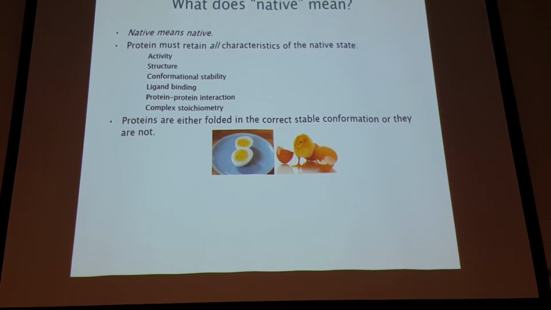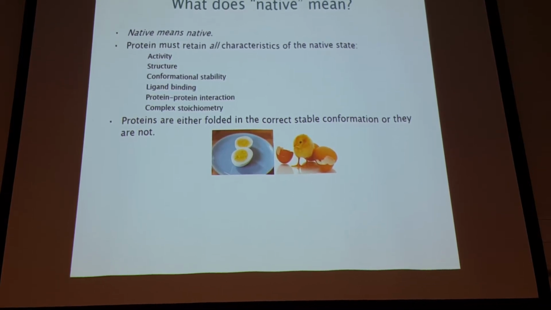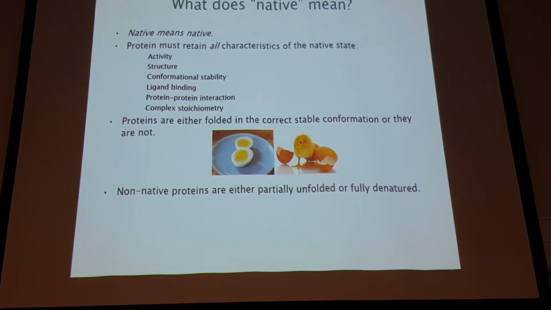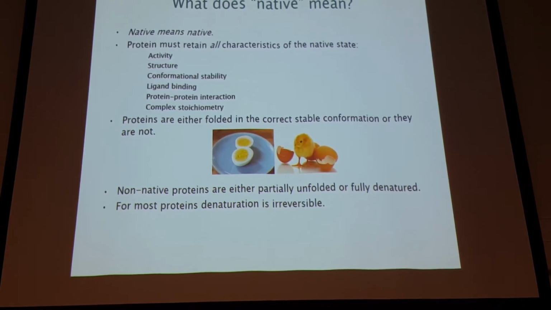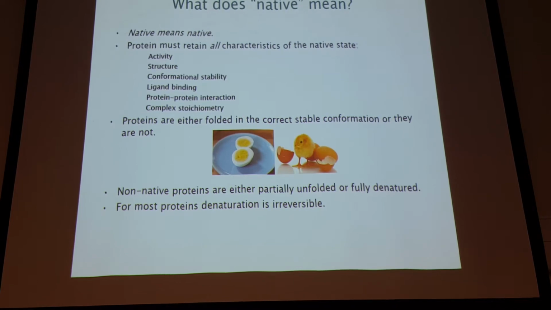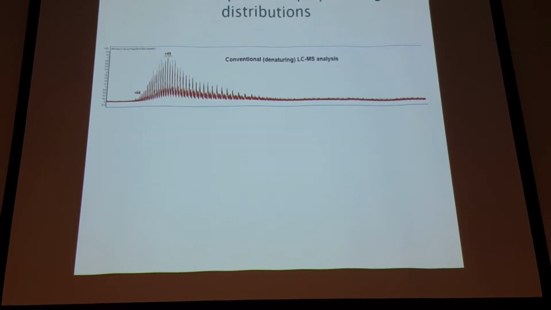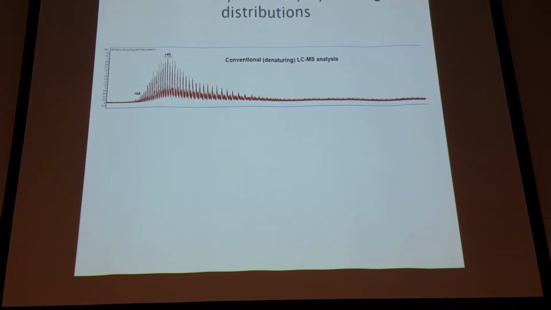There's no halfway house. You either have live protein or not. If a protein is non-native, it's either partially unfolded or it's completely unfolded. And obviously for most proteins, although not all, denaturation is irreversible. And I can illustrate that by native mass spec.